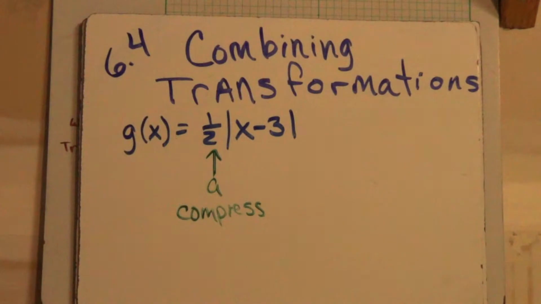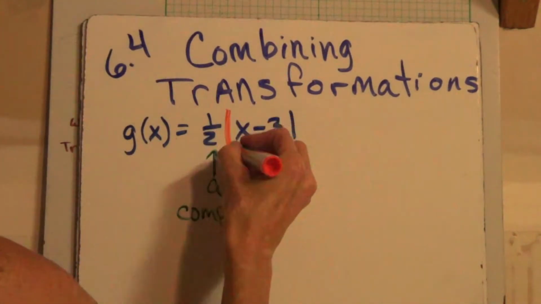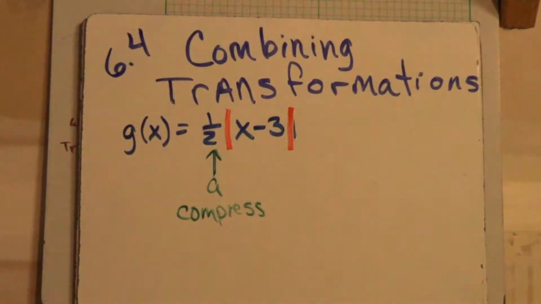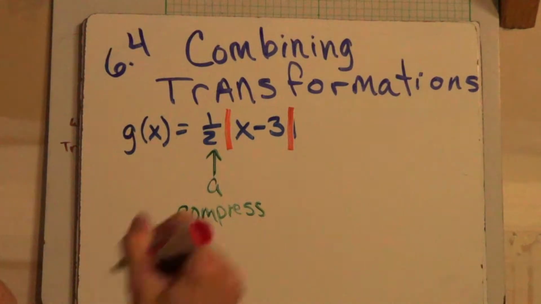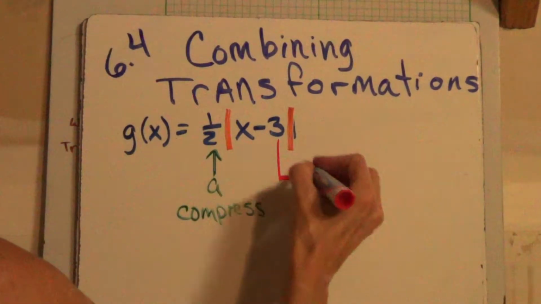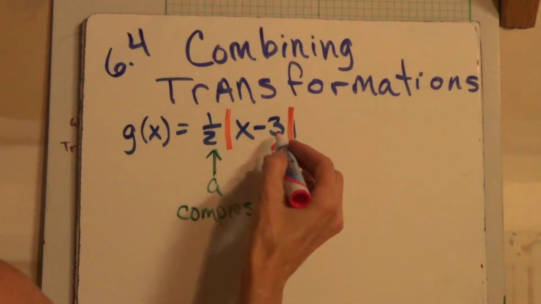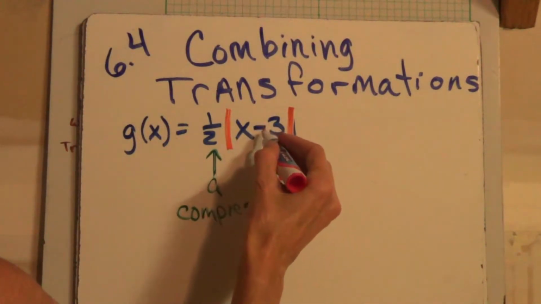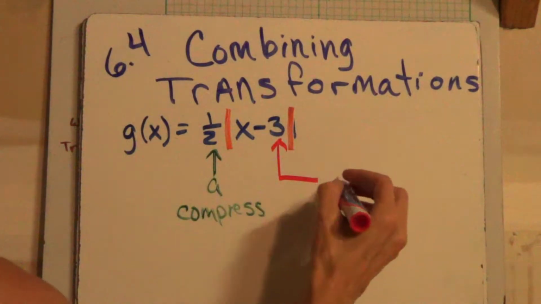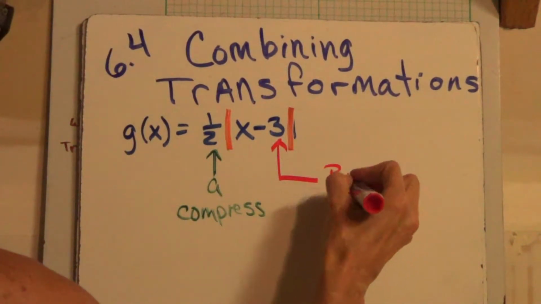And then I would expect you to look at the markings here and know what shape that is. Should be saying a V shape, that's an absolute value. And then last but not least, I'd expect you to look at this and say, that's an H. It says a negative, but I know the negative is in the formula, so I know that's actually positive, so it's going to go right 3.